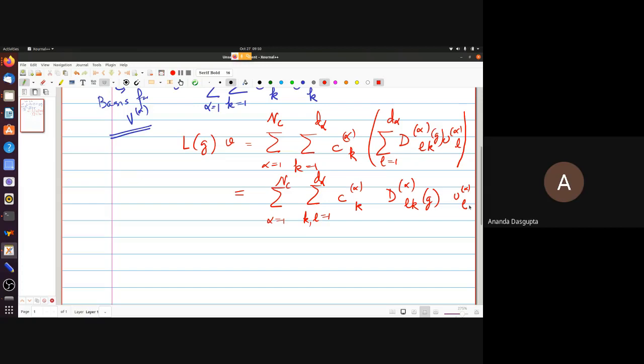Now, among all the things that are here, there's only one thing which depends on the group element, which of course is the D alpha lk of g. Everything else comes from the original vector. C alpha k is just a coefficient of the original vector. V alpha l are some of the basis vectors, right? This is the only term which really depends on the particular group element you're looking at.